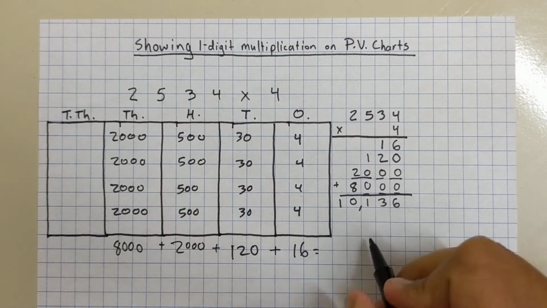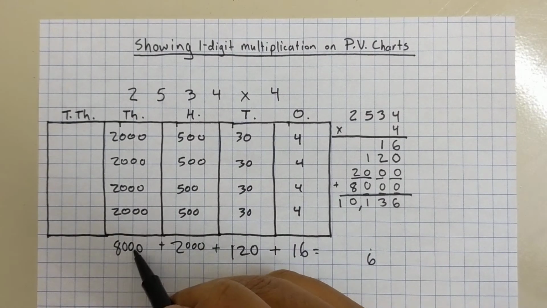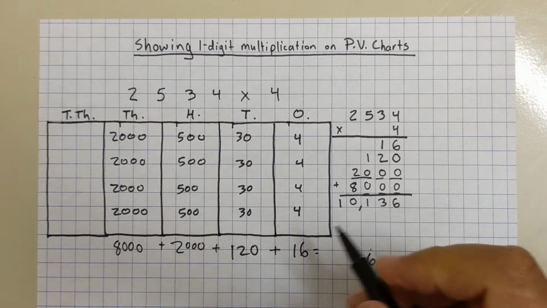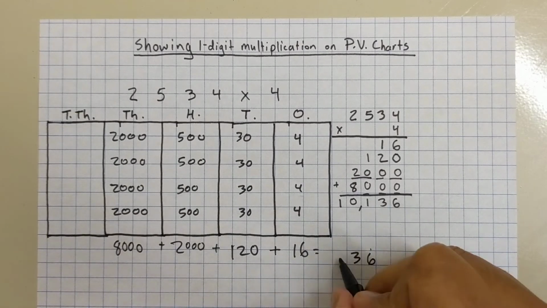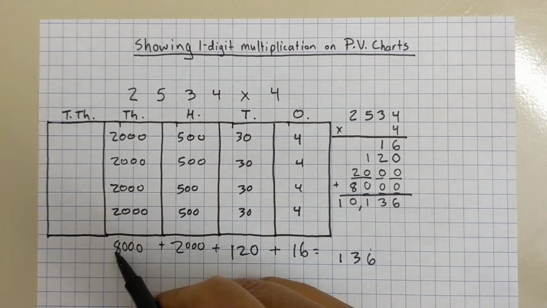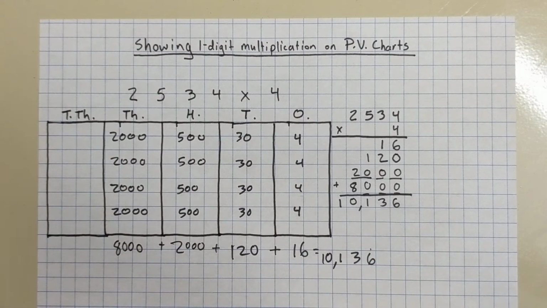6 plus all these other ones places just gives me a 6. Tens, 2 tens, 1 10, that's 3 tens. No hundreds, no hundreds. And then 8,000 plus 2,000 is 10,000. And I get the same 10,136 that I got before. So the first way that I do these together.